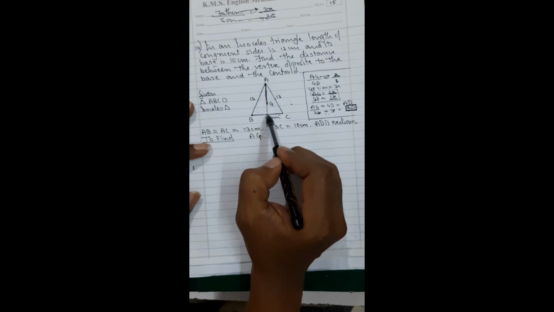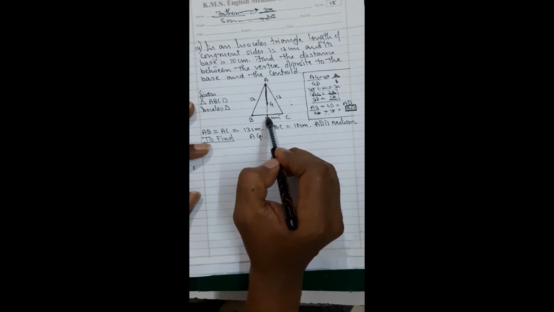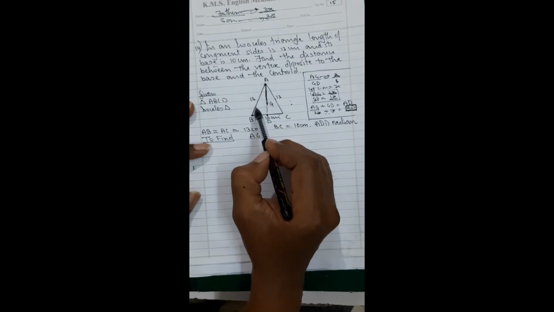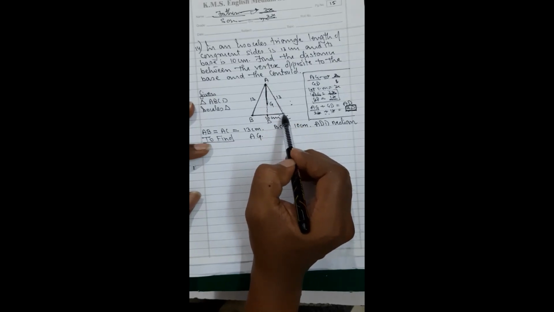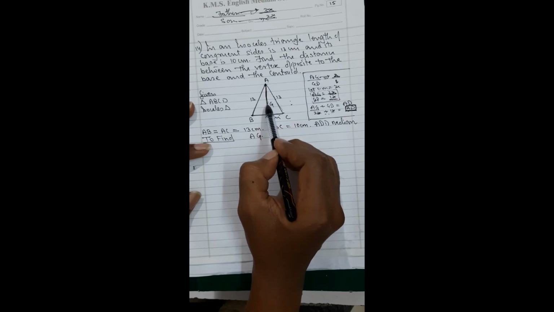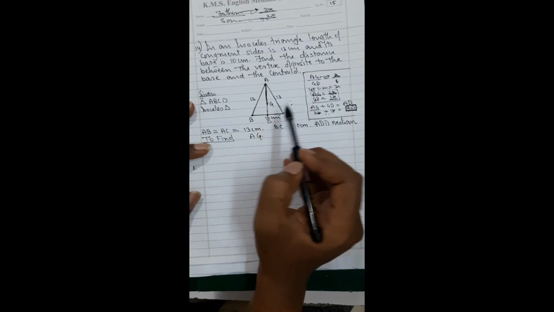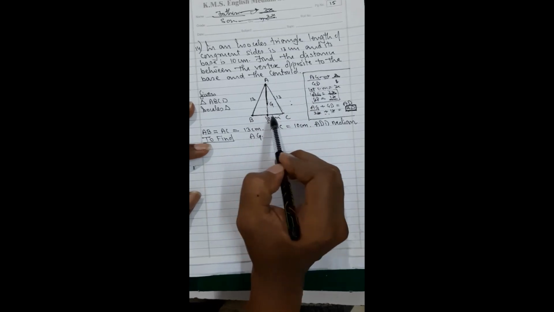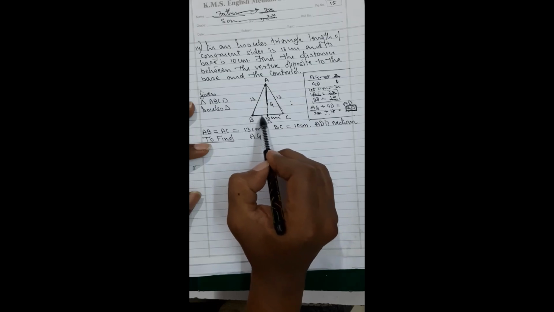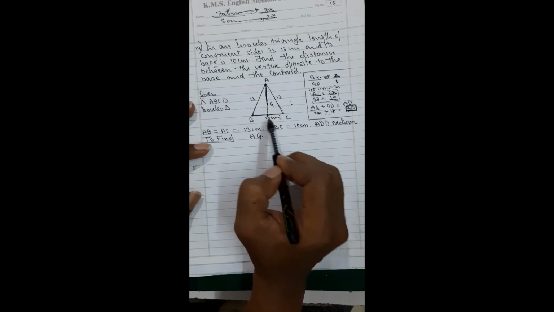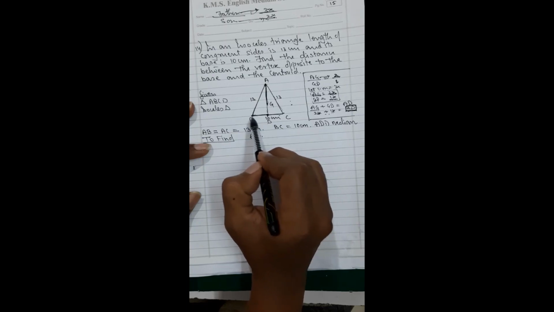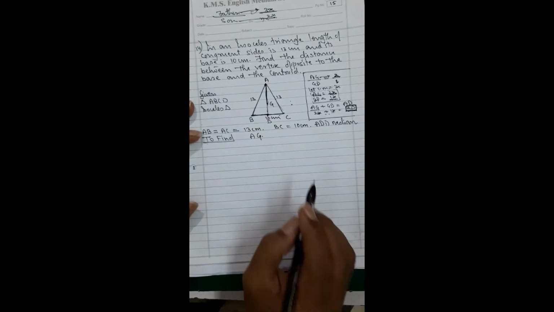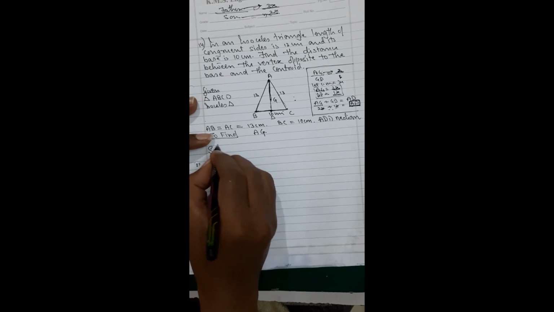So this is a median. Apollonius theorem: AB square plus AC square is equal to 2 median square, meaning AD square, plus 2 BD square, or 2 BC square. But I don't have BD or DC. Now basically we know that AD is the median. So therefore BD will be half of BC. So we will have to find that first. Solution.